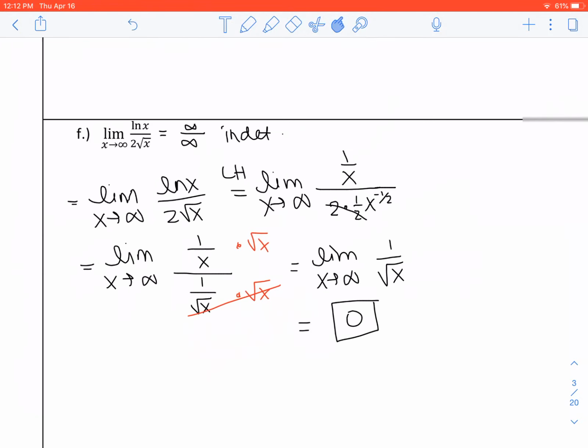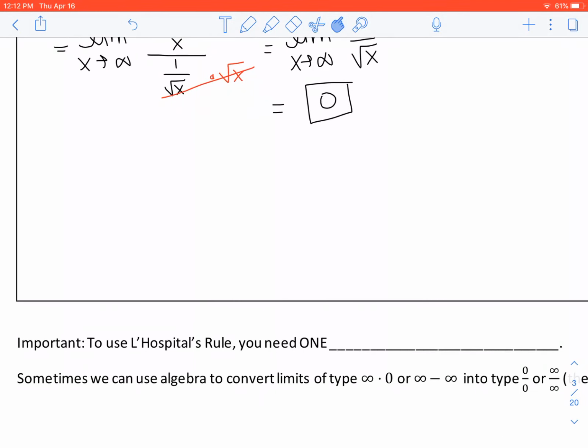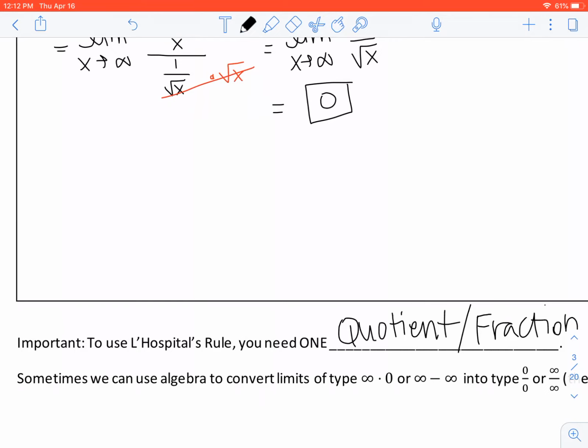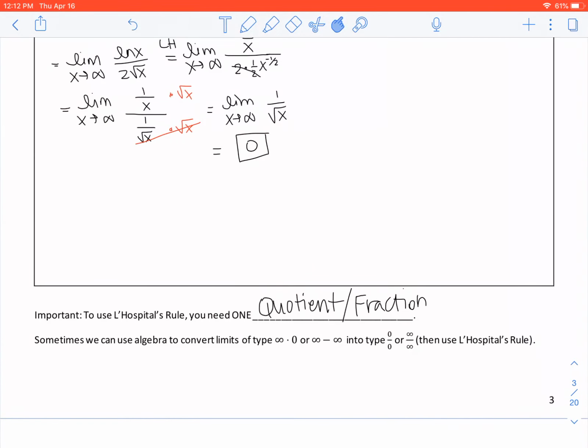So down at the bottom, it says important to use L'Hopital's rule, you need one quotient or fraction, if you want to think of it that way. And it says sometimes we can use algebra to convert limits of types of indeterminate form like infinity times 0 or infinity minus infinity into these forms that we can use L'Hopital's rule. So this is definitely something that we need to know. So give that a start.